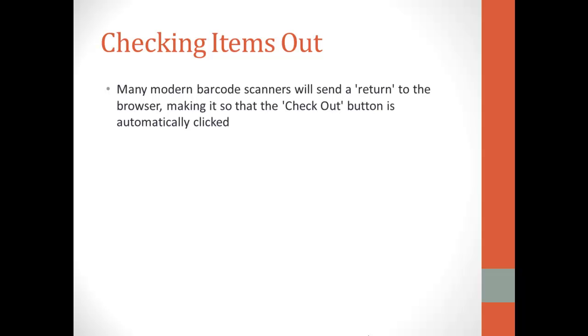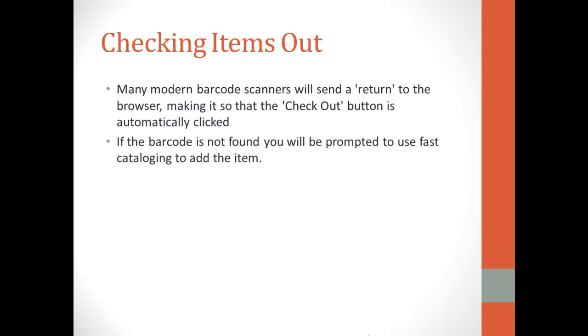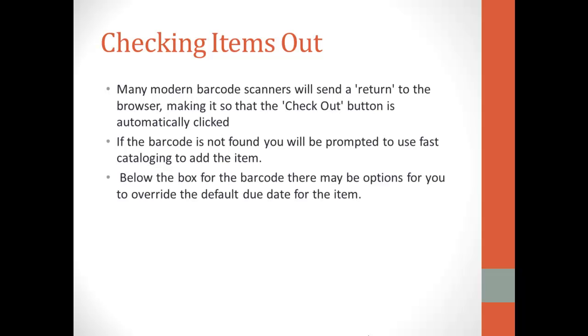Many modern barcode scanners will send a return to the browser, making it so that the checkout button is automatically clicked. If the barcode is not found, you will be prompted to use fast cataloging to add the item. Below the box for the barcode, there may be options for you to override the default due date for the item.